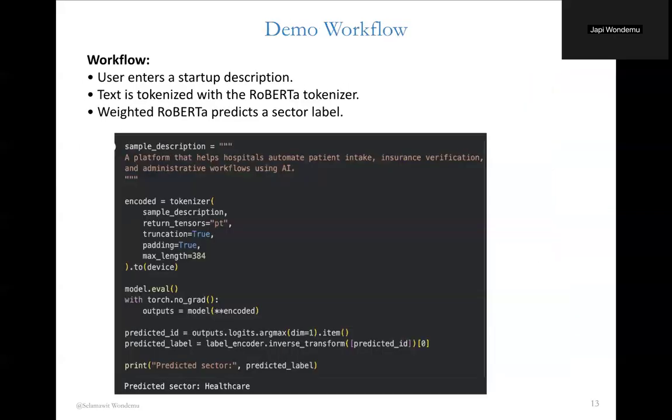So the whole idea for this project would be that a user comes and enters a startup description, then the text is tokenized with the RoBERTa tokenizer. Then the weighted RoBERTa model would predict a sector label for us.